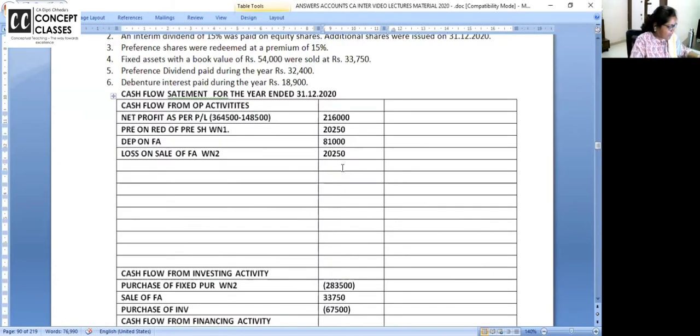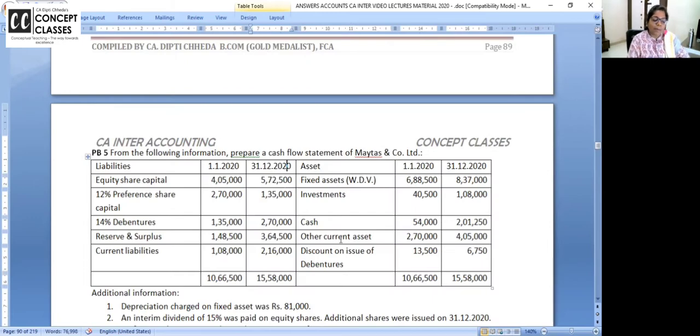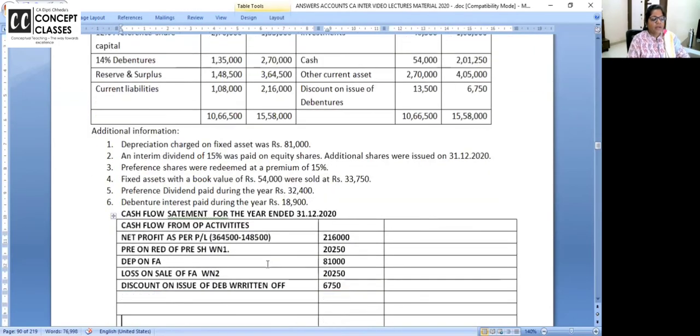कितना add back करेंगे? 6,750. And what do I call it? Discount on issue of debentures written off. You have written off in the P&L debit, but no money has gone out. So your journey from net profit to cash profit, add back. Clear? So we have finished with the whole balance sheet except with current assets and current liabilities, which I prefer you should do last.